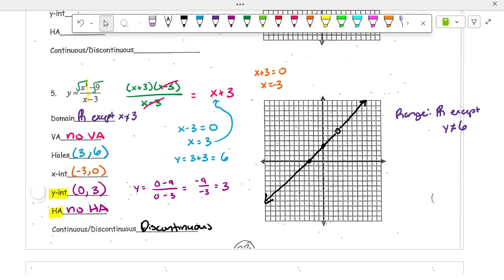All right, so you guys have a solid 25 minutes until class ends. There's a new Delta Math. Make sure you're working on that.